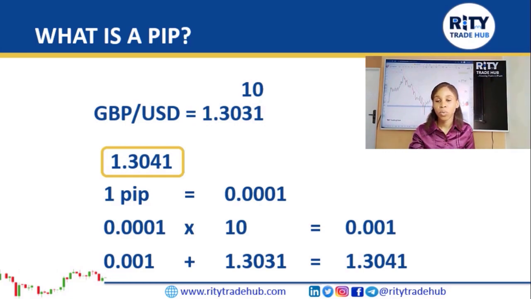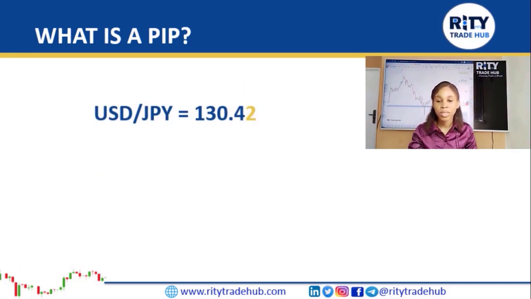Let's start with the JPY pairs. An example is the USD JPY. Let's say USD JPY is currently at 130.42. If it makes a move of 2 pips, the new value would be 130.44. How did we get this? We added 2 to the second decimal place number, which is 2, and it increased to 4. That's how we got 130.44.